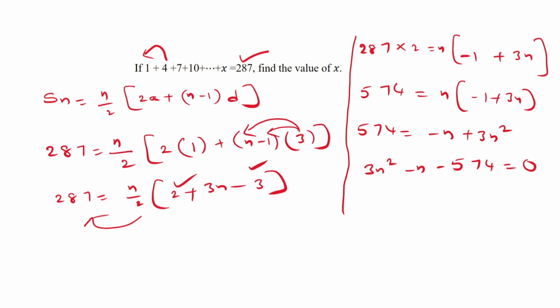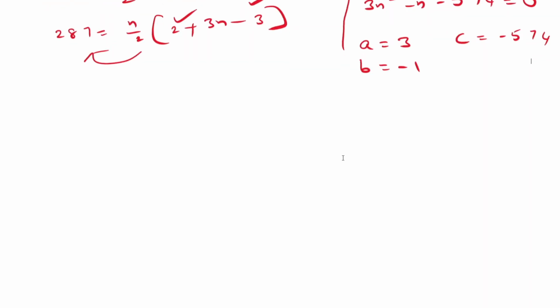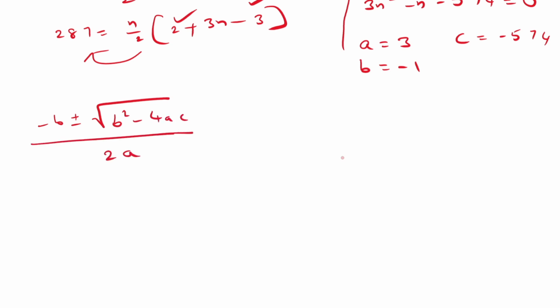So for that, let us check what the a, b, c values are. A is nothing but the n square coefficient, that is 3. B is the n coefficient, which is minus 1, and the constant is minus 574. Now let us write this in the formula. What is the formula to find the roots or zeros of a quadratic polynomial or quadratic equation? That is minus b plus or minus under root b square minus 4ac, whole divided by 2a. This is the formula to find the roots or zeros of a given quadratic polynomial or quadratic equation.